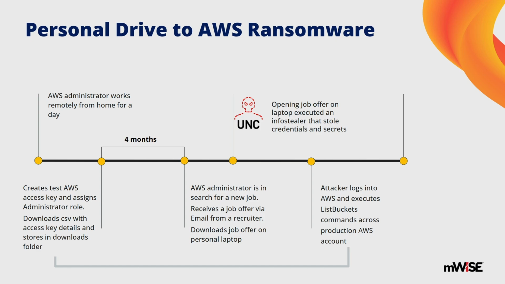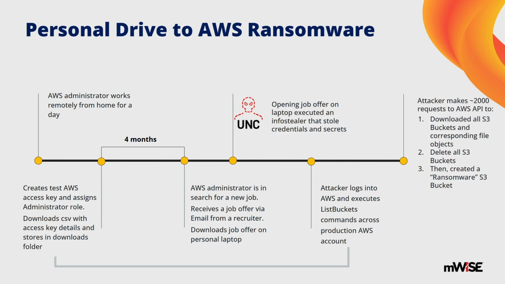We then see the attacker log in programmatically using the compromised access key and start executing reconnaissance commands to understand the lay of the land, understand where the victim organization is storing data. And then the next step was to execute approximately 2,000 API commands to one, download all the data stored in the S3 bucket, and two, delete all that data, and then lastly, upload a ransomware note. This case highlights how weak identity controls, unmanaged credentials, and inadequate monitoring led to a severe breach.